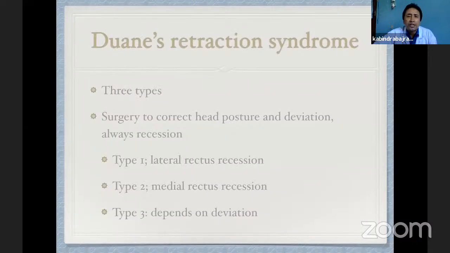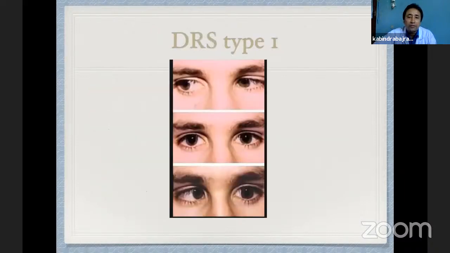Next, Duane's retraction syndrome. This can be of 3 types. In type 1, there is abduction deficit. Type 2 is adduction deficit, and in type 3 both can be present. And depending upon the condition, recession is always the procedure of choice for Duane retraction syndrome. Lateral rectus recession for type 1, medial rectus recession for type 2, and for type 3, it depends upon the type of deviation.